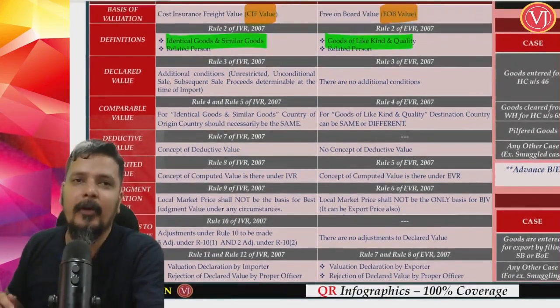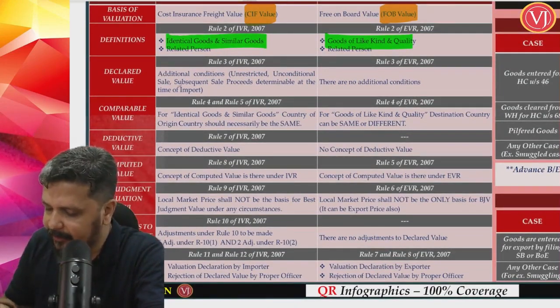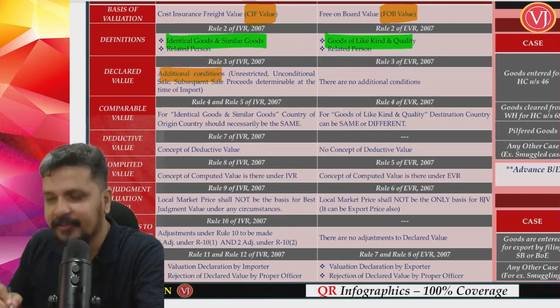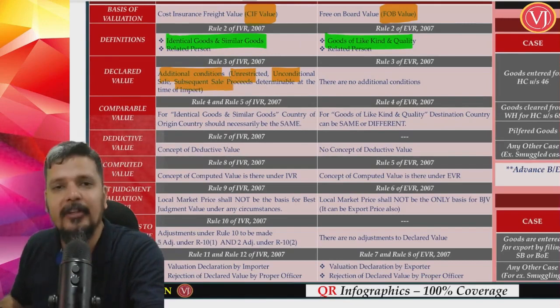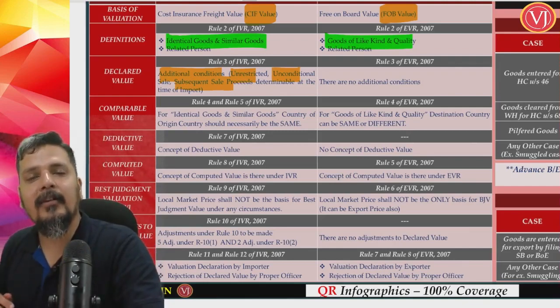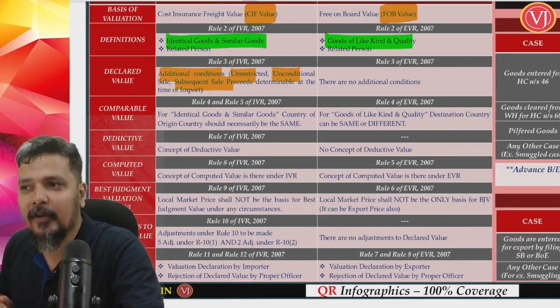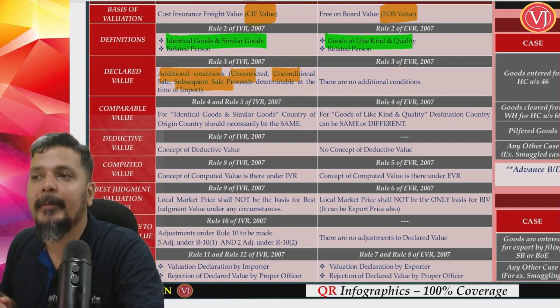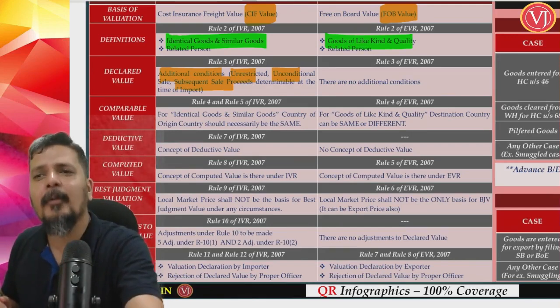What is the main rule for your import valuation? It is rule 3, which is declared value, which has got additional conditions like unrestricted sales, unconditional sales, subsequent sale proceeds should be determinable. In export, just think of this. Export, government wants to have lesser valuation. Because more is the value of export, more will be the export benefits. Duty is very rare. Export is all about benefits.